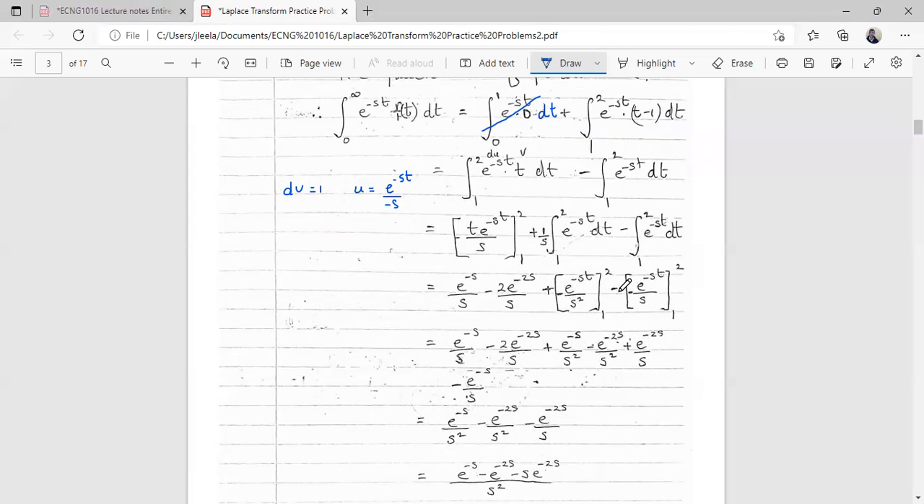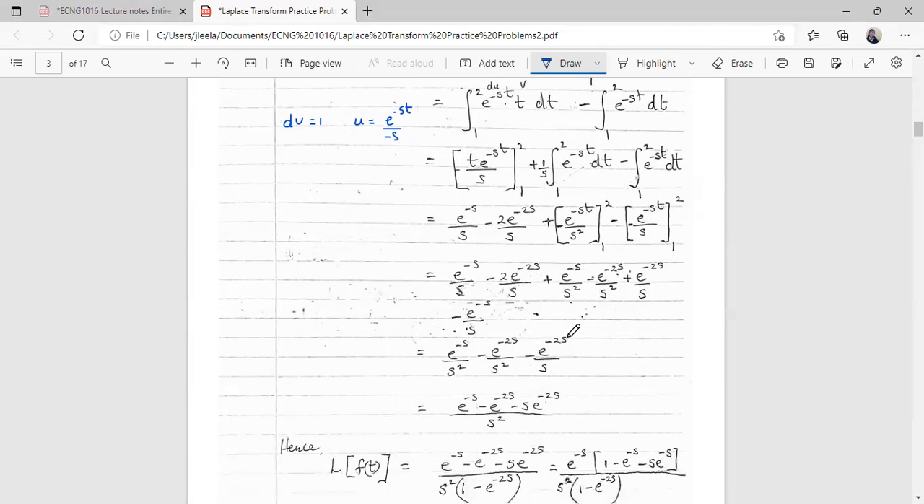So that will give you e to the minus 2s over s. And then with the negative term, it will be e to the minus s over s. That is this term down here, right? So you have 1, 2, 3, 4, 5, 6. And we could look and see if we have any like terms, right? We have this one here and this one here.